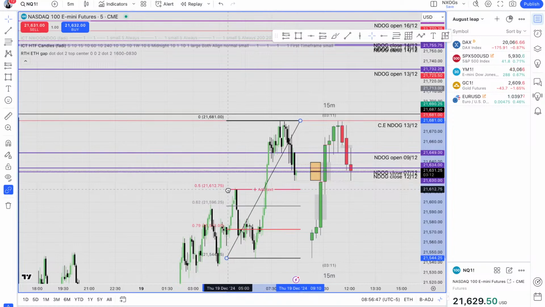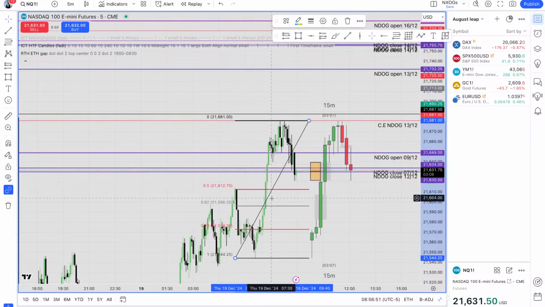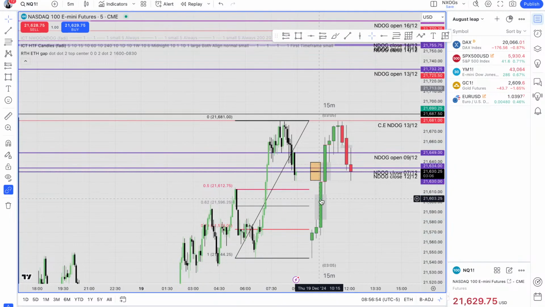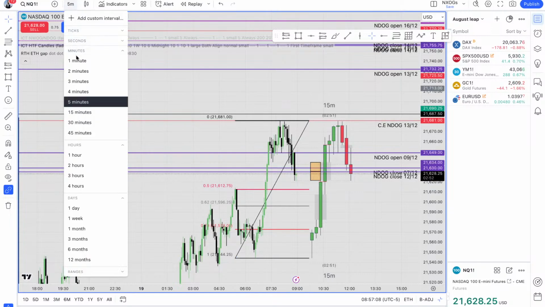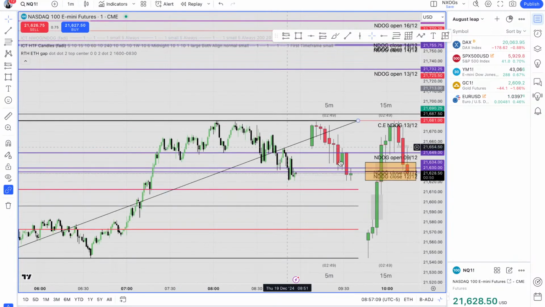We have a breaker here. We have a breaker with a fair value gap. 15-minute fair value gap. This will be a nice level. So now I won't be looking for long until it touches here. So let's see about the shorts.